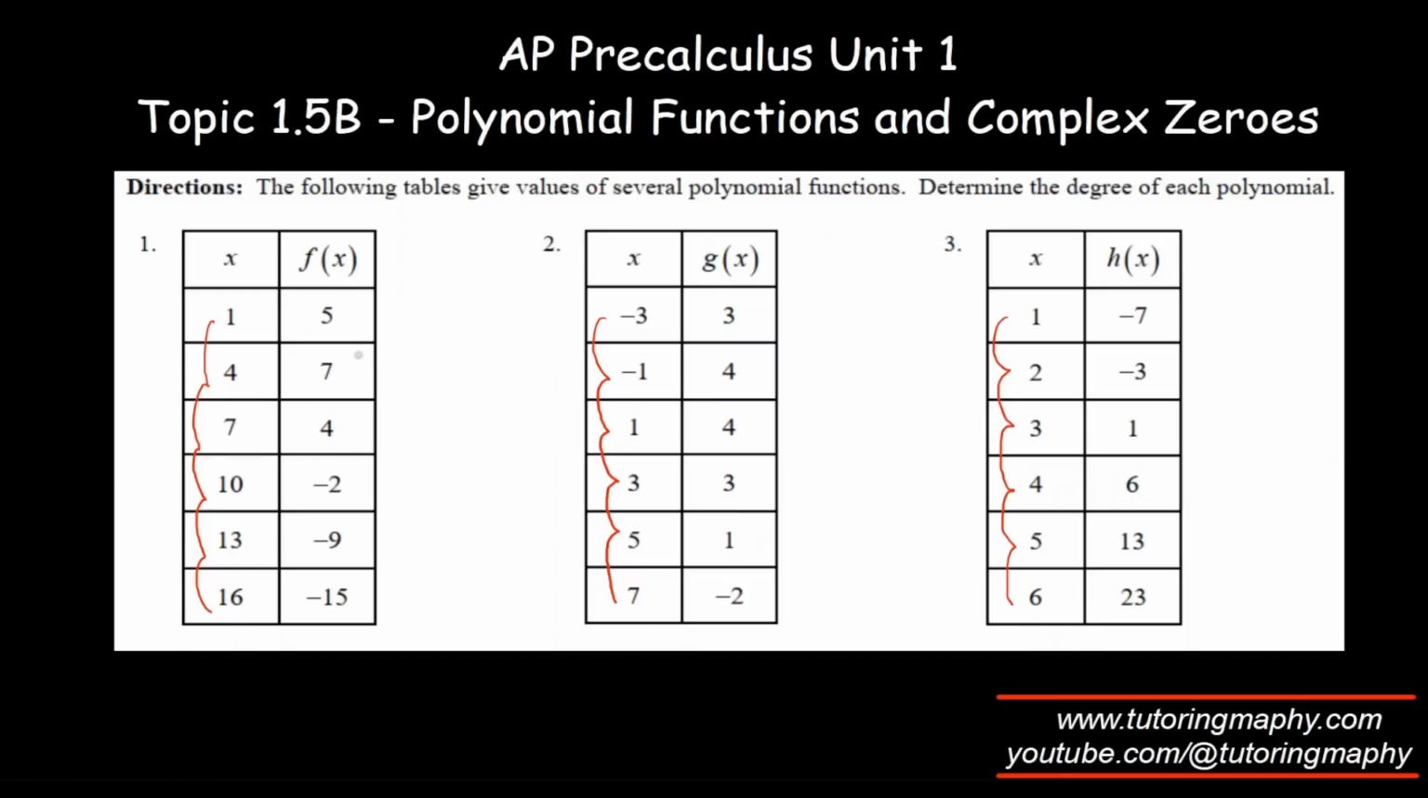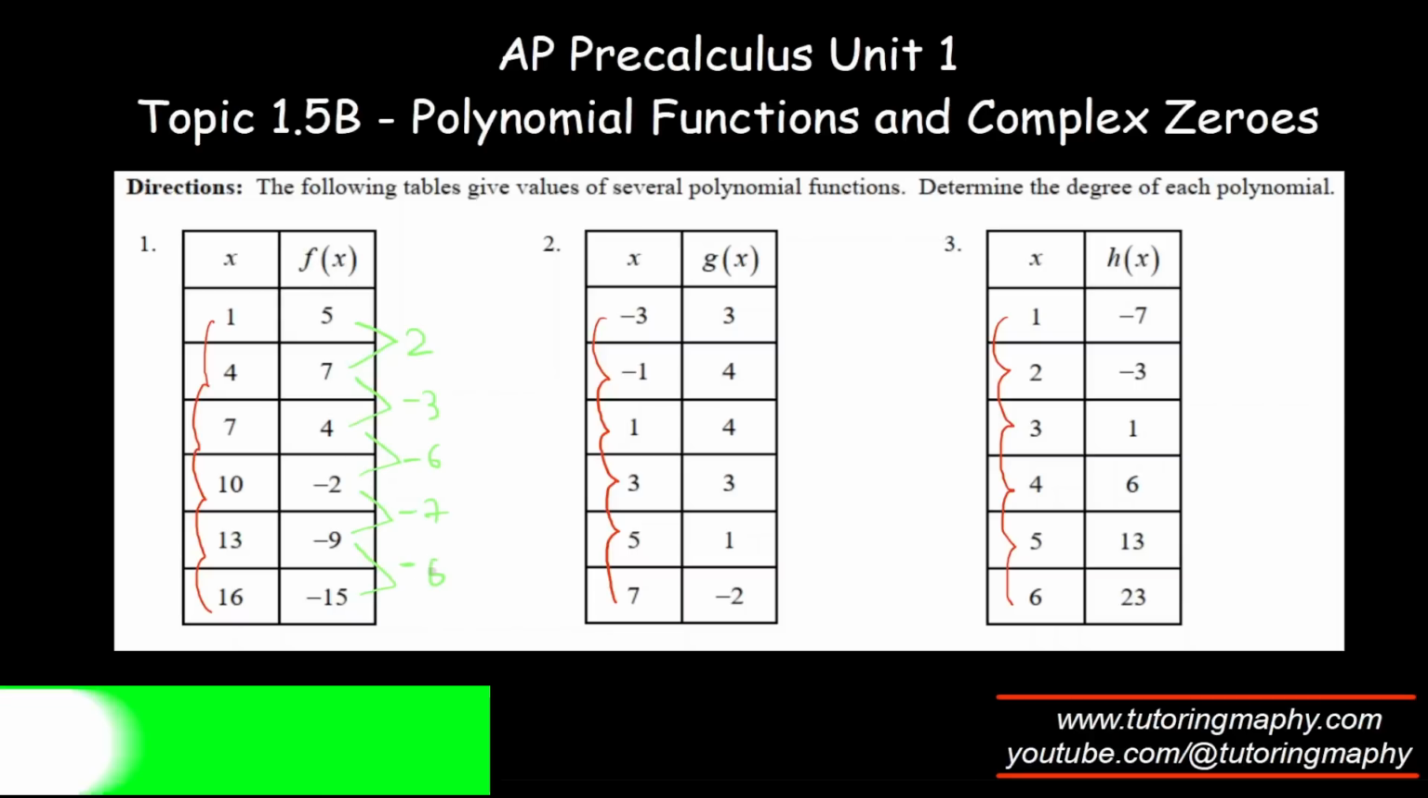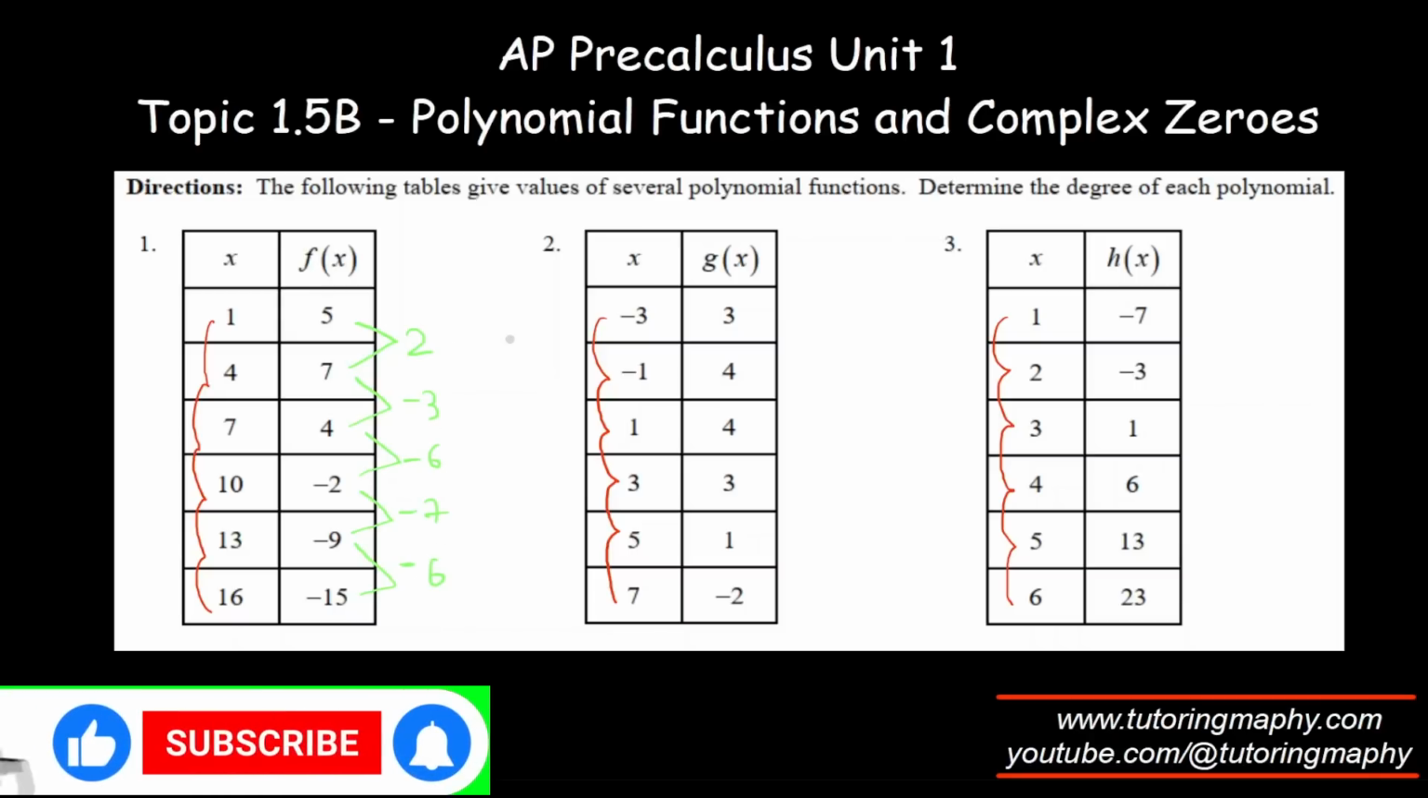All right, so what is 7 minus 5? That's 2. 4 minus 7, that's negative 3. Negative 2 minus 4, that's negative 6. This is negative 7, and this is, I think, negative 6. Well, clearly, that's not equal.